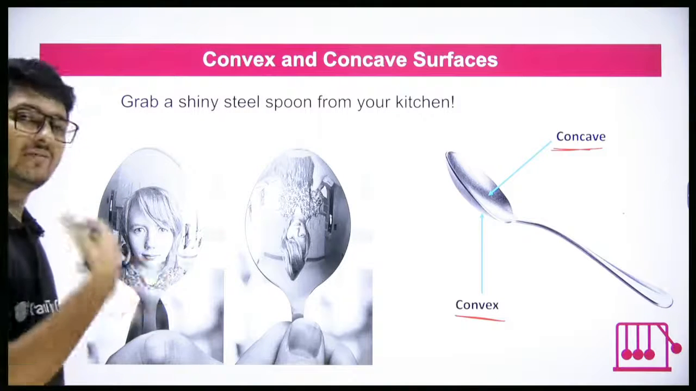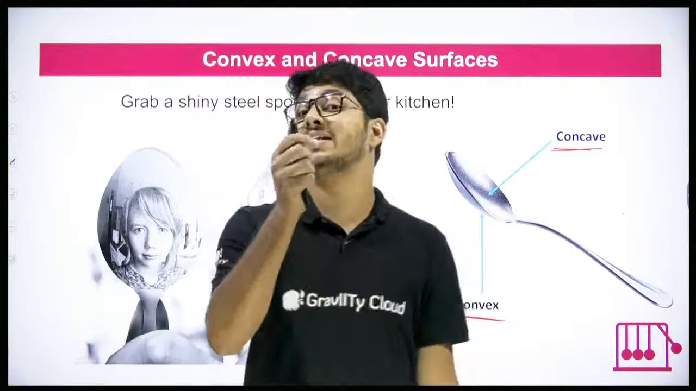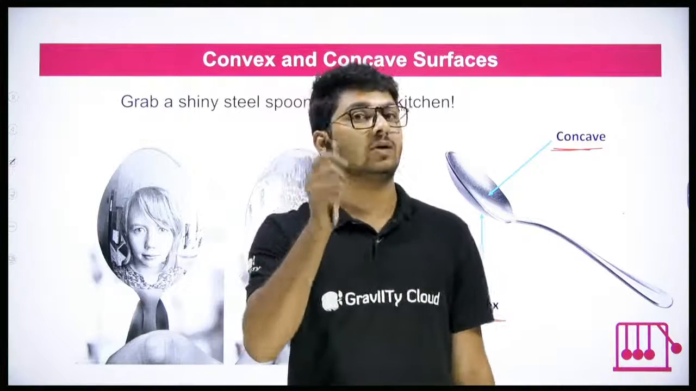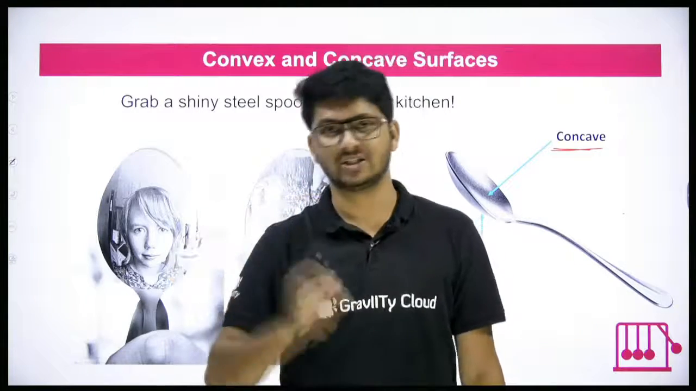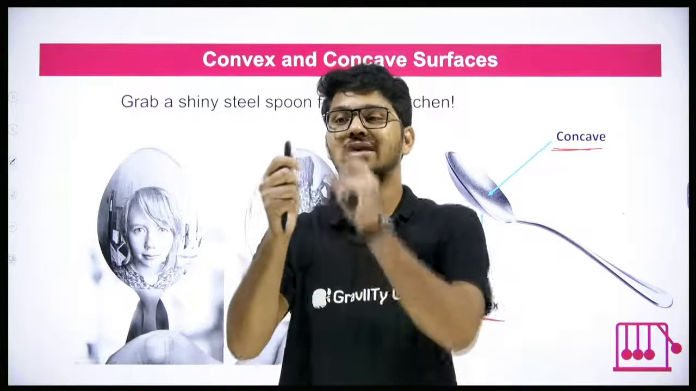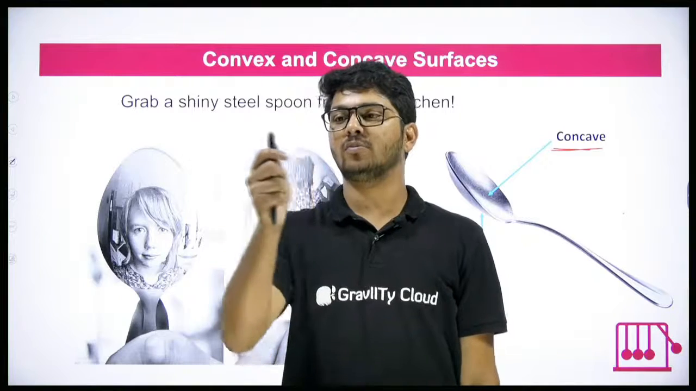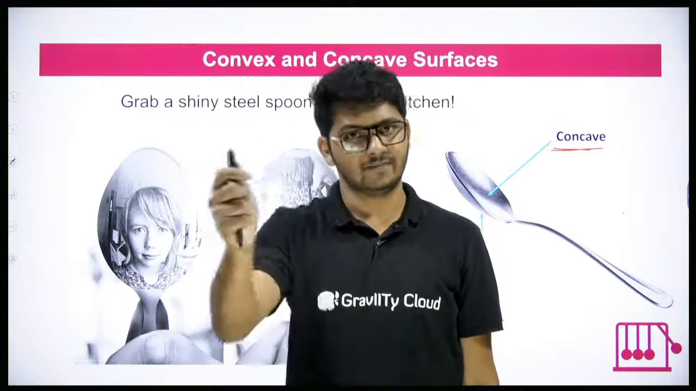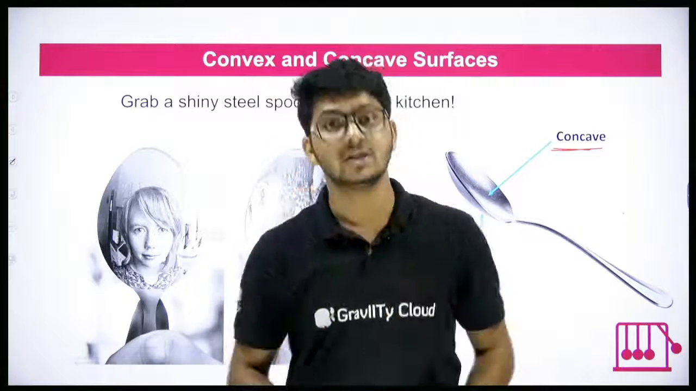Why are we giving them different names? You can easily understand by looking at yourself in a spoon. I told you, take a steel spoon. It should be nicely washed and shiny. Now first, look at yourself in the spoon. Just move the spoon towards you and away. Notice what is happening. Notice the image.